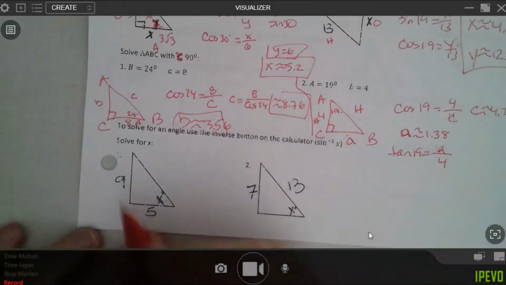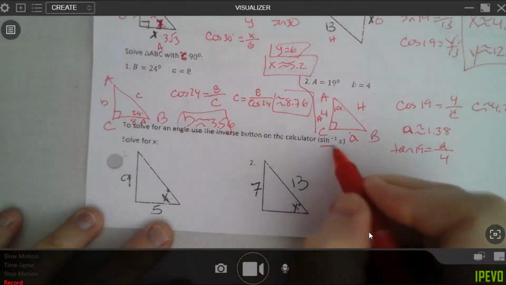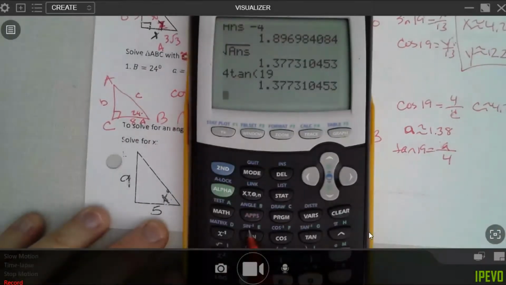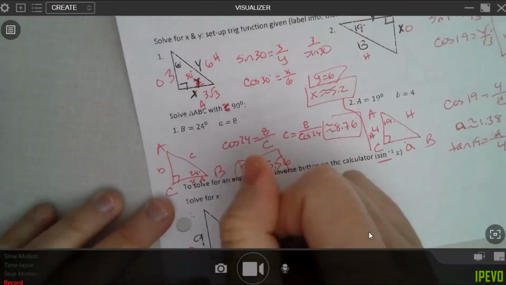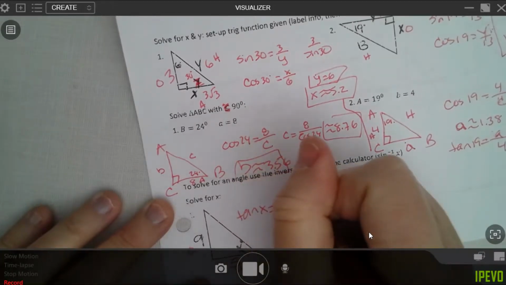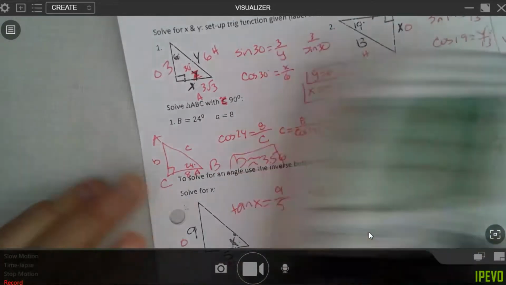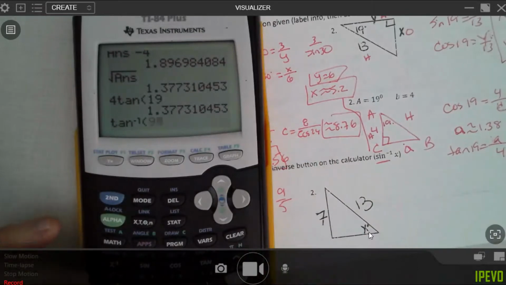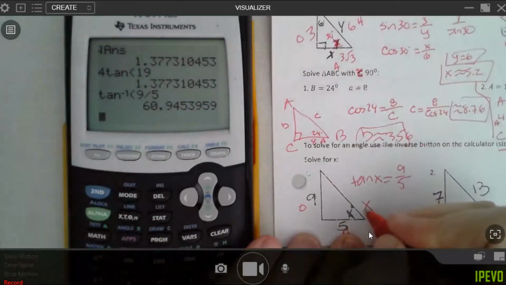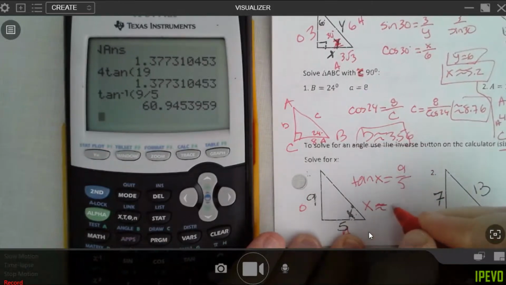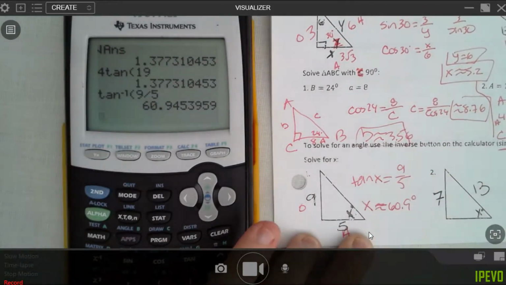Okay, down here, if I'm trying to find an angle, I'm going to use the inverse button. That's these buttons up here. See where it says the little negative right there? That's what the angles are. So this right here, I have opposite and adjacent, so that's tangent. So tangent of x equals 9 over 5. So tan inverse it. You did second tangent and 9 over 5 will give us our angle. So x is approximately 60.9 degrees.